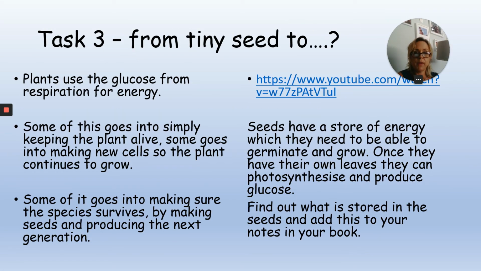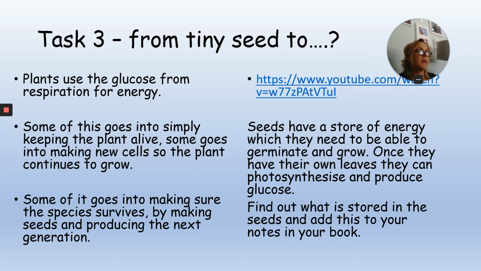So task 3 is all about what plants are able to use the glucose for. This is the glucose that they produce in photosynthesis. Quite a lot of that is used keeping the plant alive. They need to respire the glucose that they produce, and that releases energy for the plant, which means the plant can carry out essential biochemical reactions. It can build other molecules, it can move things around, it's keeping the plant alive.